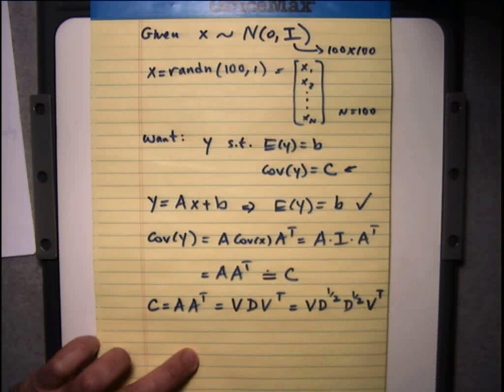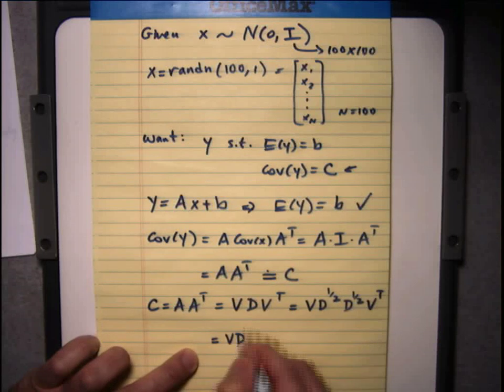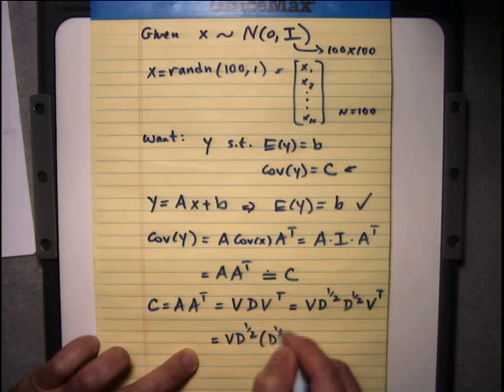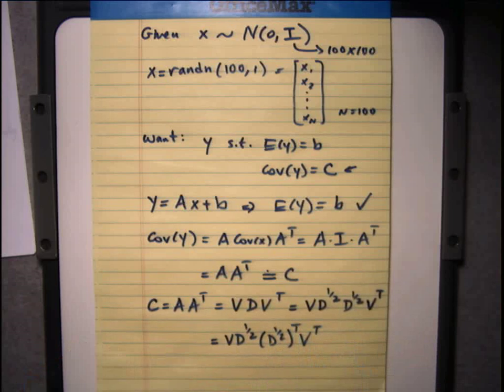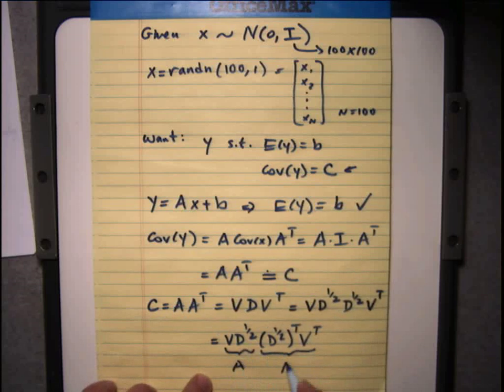Okay? Now these two are again diagonal, so I can write this as V D^(1/2) then D^(1/2) transpose V transpose. I can just put the transpose there because the transpose is going to make no difference since this is a diagonal matrix. Okay? So now you think of these two, this and this. You define this as A. Okay? And then this becomes A transpose.